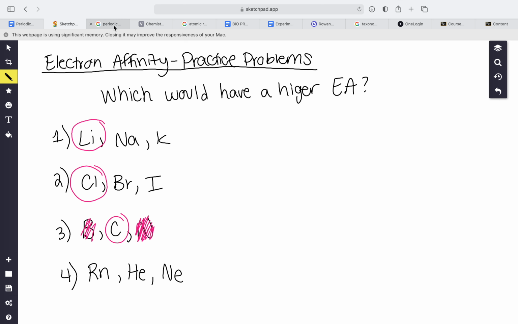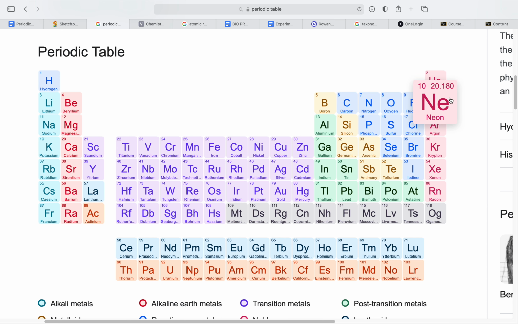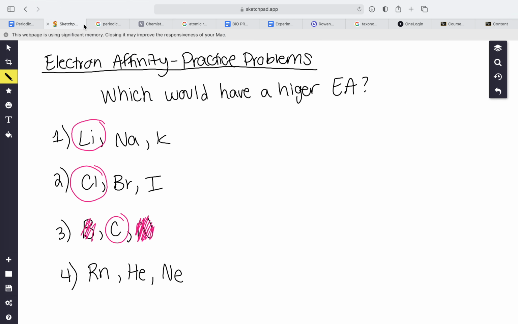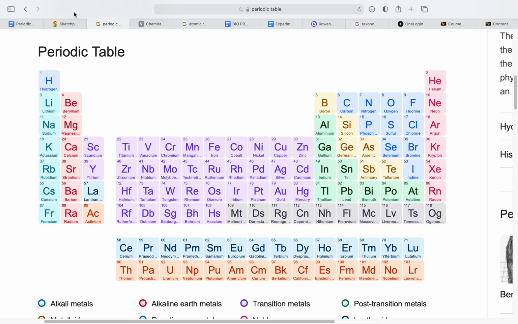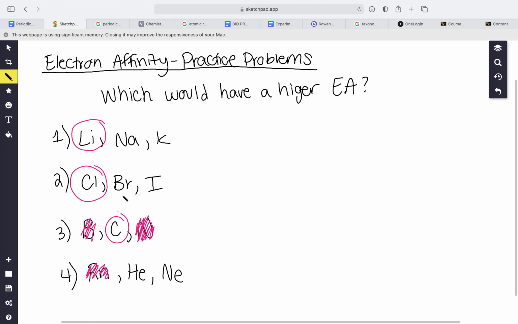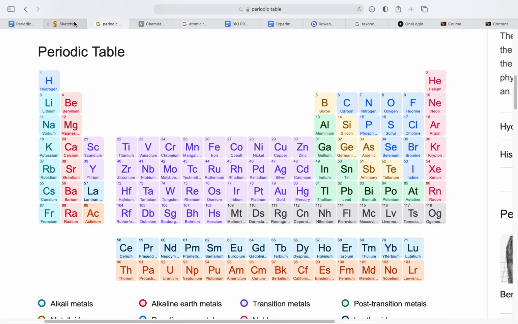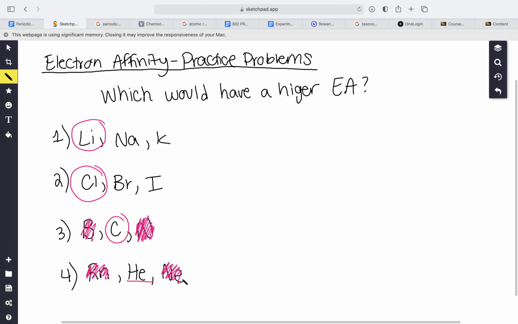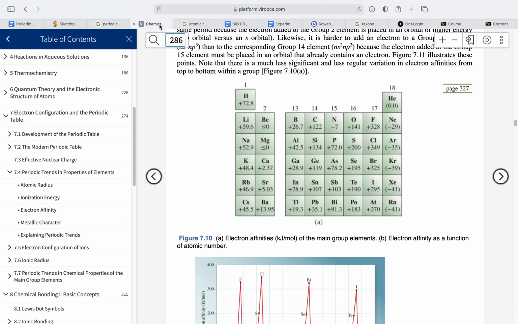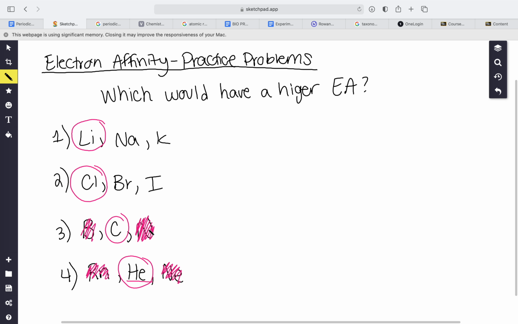Alright, so then we have radon, helium, and neon. Oh, this one's kind of a tough one because these all are noble gases. So we're going to have to look at their atomic radius. Radon is the largest, so I'm going to cross that guy out. Helium is the smallest, so I'm going to assume that it's going to be helium, so let me underline that, and then neon. I'm going to say that helium is going to have the highest electron affinity because it's the smallest, but let me just check. Yeah, it's 0. Oh, yeah, the highest, because these are negative. Okay, we're good. So yeah, helium has the highest electron affinity.